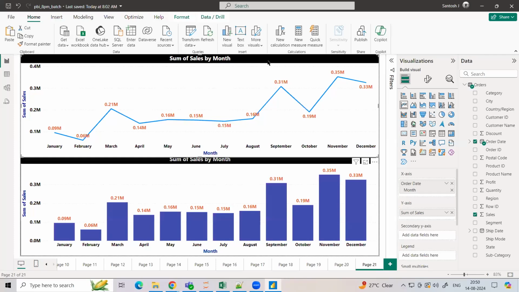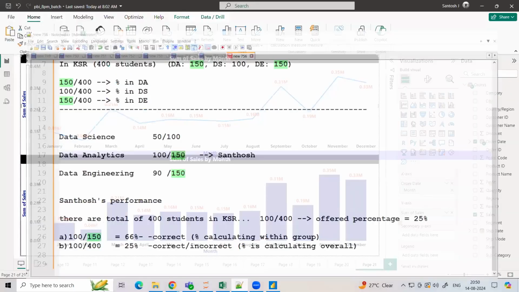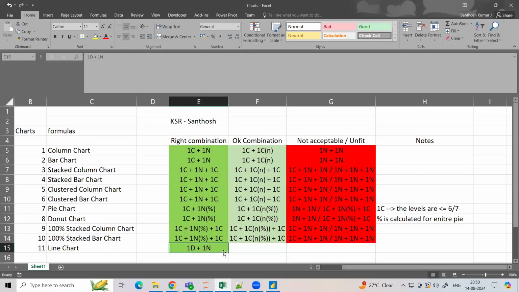So I would still consider this as a date. January, February, March, it's a date. So I would say my formula still holds good for 1D plus 1M. Are we good? Yeah.